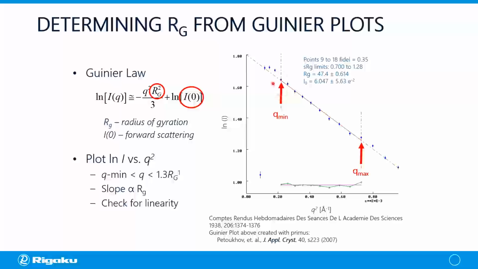So generally, Q min needs to be less than 1 over your maximum D, or your maximum particle dimension. And Q max depends on the shape of the molecule. For something that's globular, it needs to be less than 1.3 times the radius of gyration.